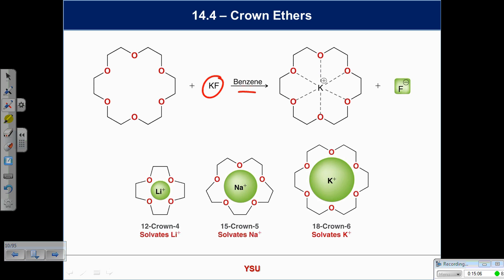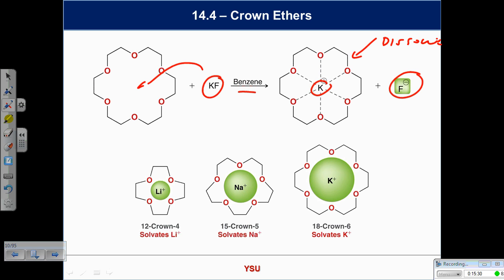So what you do is you put the metal in the middle, you dissolve these two things together, and the metal ends up in the middle. Just the right size to sit in the middle of that thing. And because you've now got the metal ion sequestered inside that cycle, that will dissolve. That will dissolve in benzene. And since this is intimately associated with that, it has to go with it. Okay, so the F minus has to go into solution.